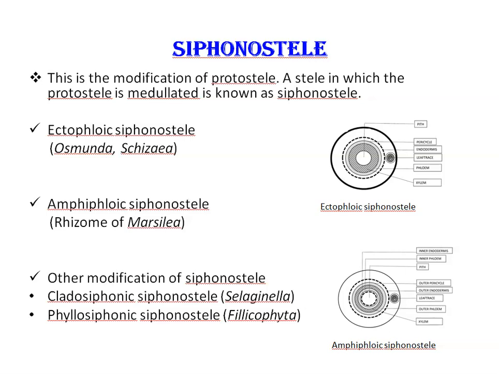So here, other modification of siphonostele means on the basis of branch and leaf gap. This siphonostele can be distinguished into two types: cladosiphonic siphonostele and phyllosiphonic siphonostele. Cladosiphonic siphonostele means when no leaf gap are present. Example, Selaginella. In the case of phyllosiphonic siphonostele, leaf and branch gap are present.